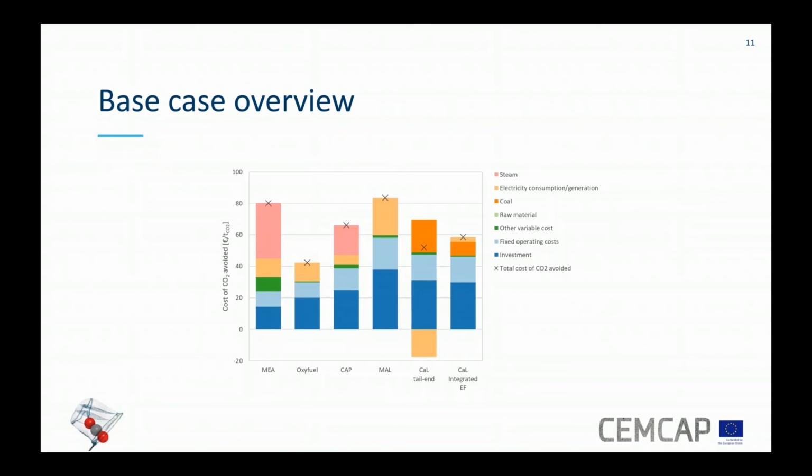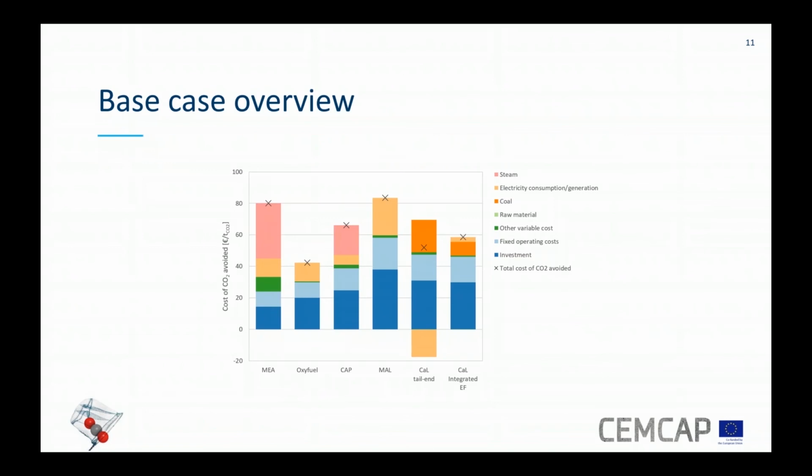And finally, for the two calcium looping technologies, coal consumption contributes quite a lot to the cost of CO2 avoided, together with the capital costs. In both of these technologies, we generate quite an amount of electric power, and the generation in the tail end case actually covers both the demand for the capture process itself and a part of the cement plant's demand. And as a result of that, we can see negative CO2 avoidance cost associated with the electricity consumption in the tail end process.